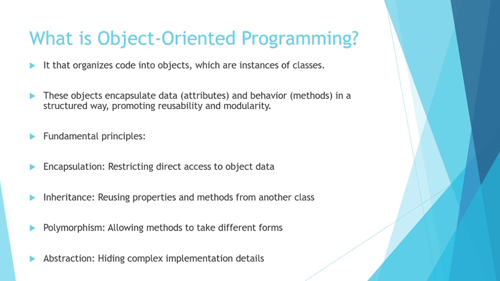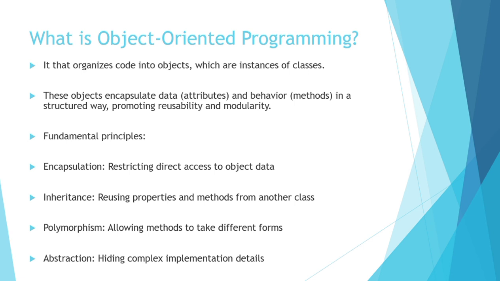Lastly, abstraction is the principle of hiding complex implementation details and exposing only the necessary functionalities. It allows users to interact with objects without needing to understand their internal workings. For example, a bank account class can provide methods like deposit and withdraw, while keeping the underlying transaction processing hidden. This simplifies the interface for users and ensures that only relevant details are exposed. By focusing on essential features, abstraction reduces complexity, making systems easier to use and maintain.